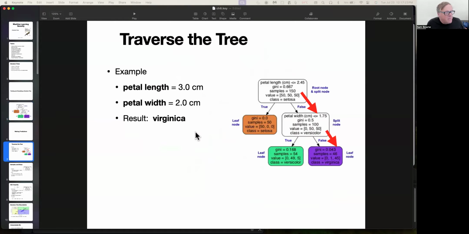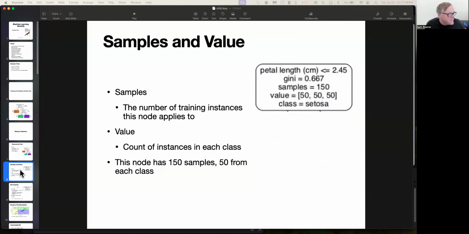So now you can make predictions, which is incredibly simple. If you have an example where the petal length is 3, so this is true, and petal width is 2, so this is true. So that's it. All you have to do is two if statements to get to the answer. So once you've got one of these things, they run really fast.